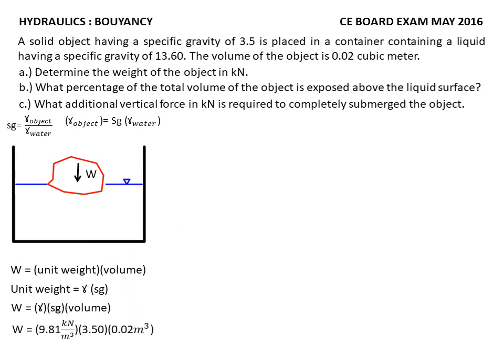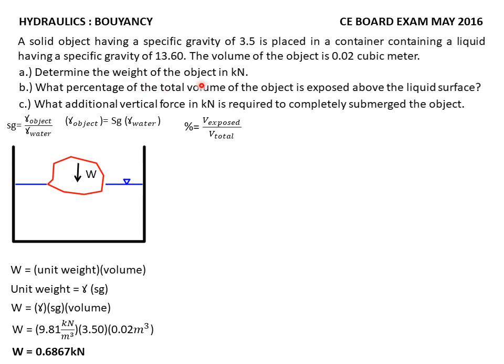From direct substitution, weight is equal to 9.81, the constant unit weight of water, 9.81 kilonewton per cubic meter, and then the specific gravity of the object is 3.5, and the volume of this object is 0.02 cubic meter. So we can compute the weight, which is equal to 0.6867 kilonewton.